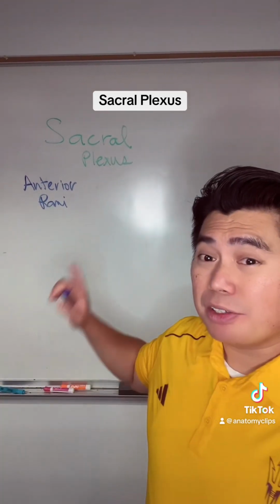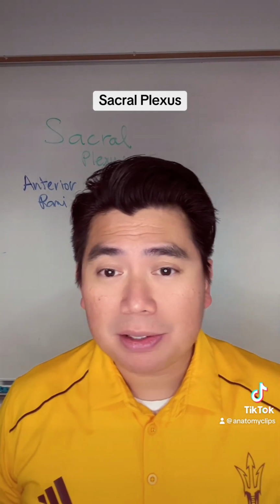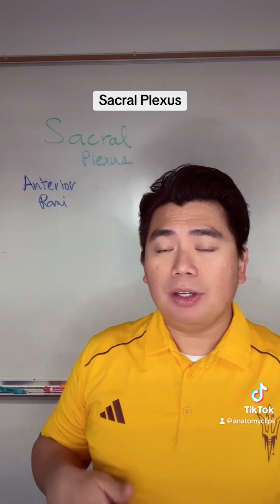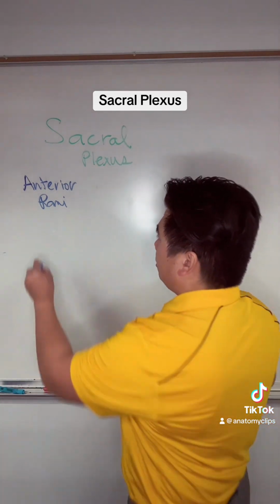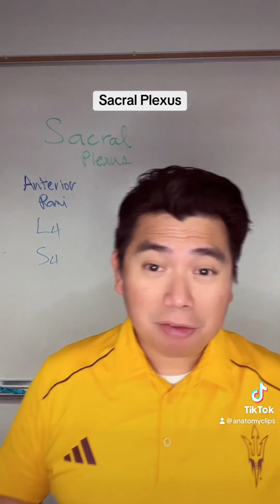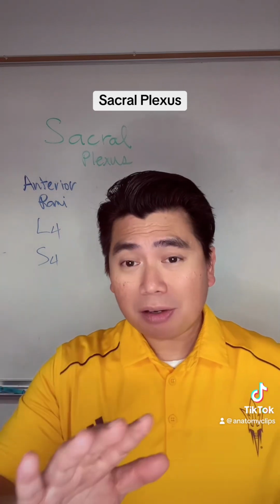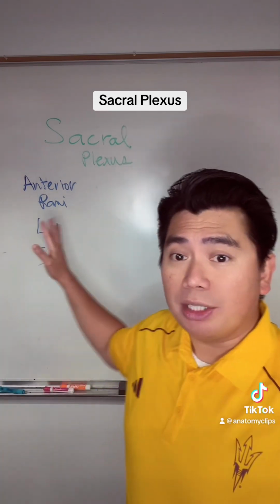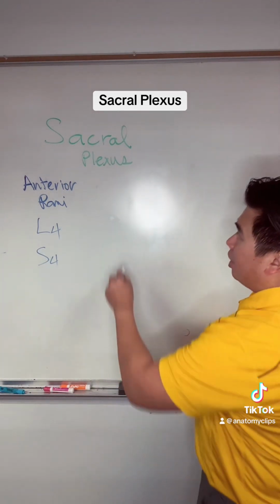Everyone, so now this video is going to be for the sacral plexus. The sacral plexus is composed of the spinal nerve contributions from the anterior rami of L4 to S4. Again, for this specific plexus, we didn't really talk about the trunks, divisions, or chords. We immediately went to the nerves. And remember, it's made up of 5 nerves.